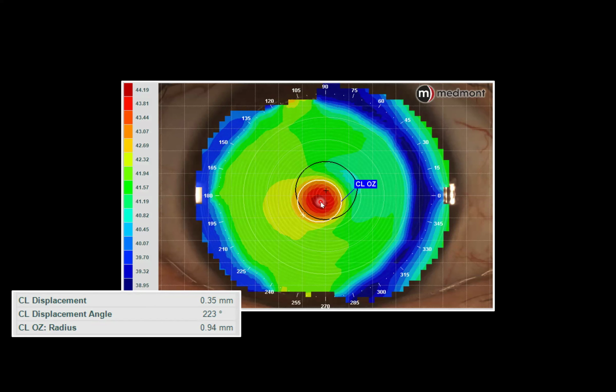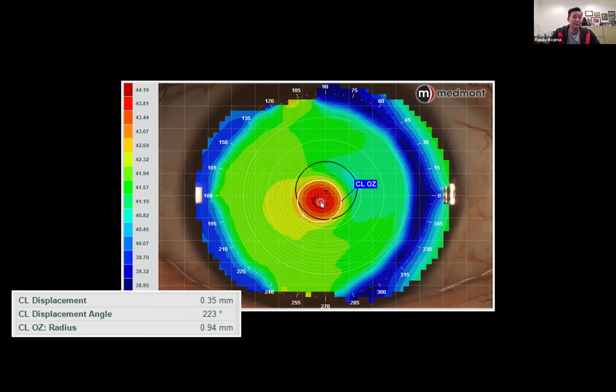¿Qué nos dice Medmont? Nos va a decir, uno, cuánto es el desplazamiento de ese lente con respecto a la pupila, y como pueden ver ahí, 0.35 milímetros, que ya tenemos mucha información. Y lo otro que nos está diciendo es exactamente en qué grado. Como pueden ver ahí, estamos 90 arriba, 270 abajo, 180 cero, y es hacia 223. Se nos da hacia qué eje y cuánto, tanto en milímetros como el eje específicamente. Hasta eso es posible hacer con este tipo de herramientas.